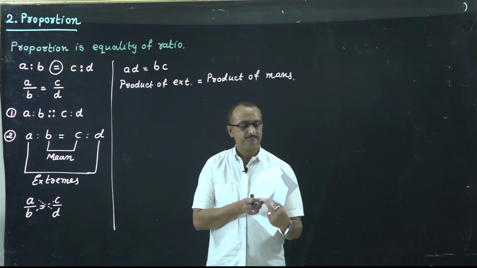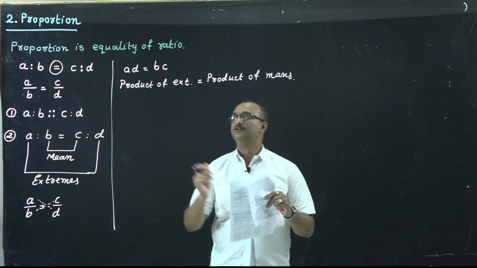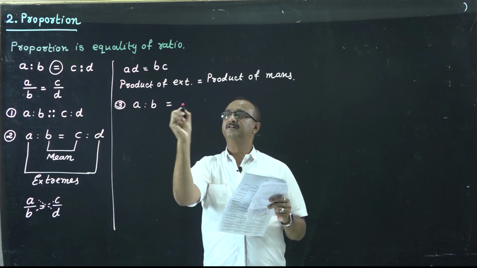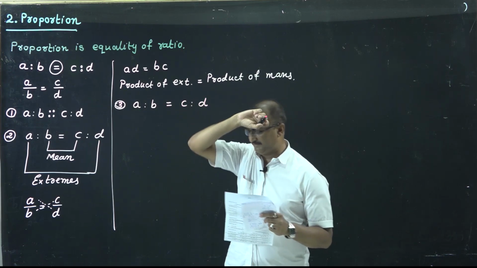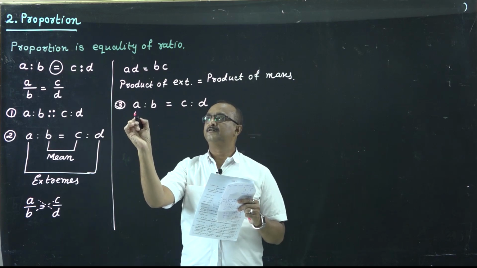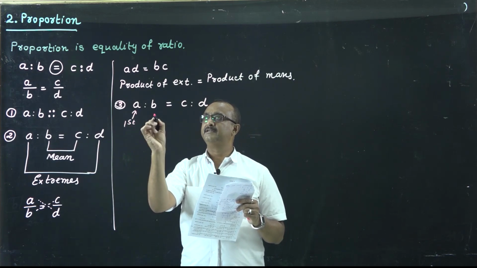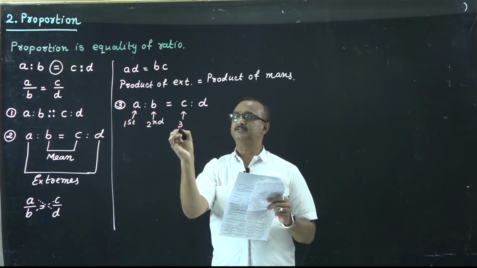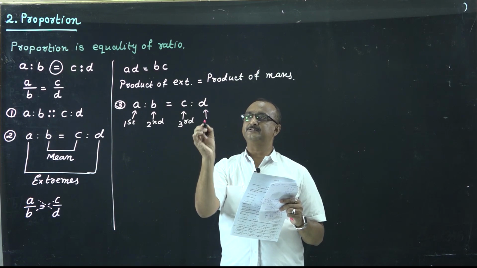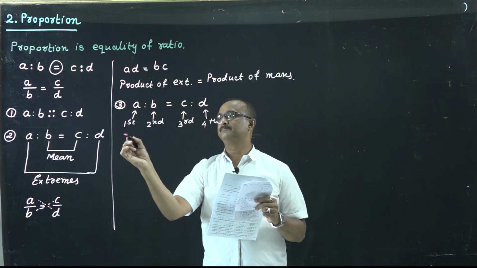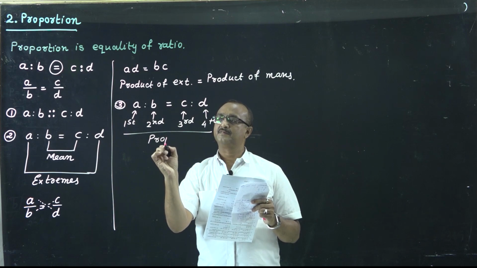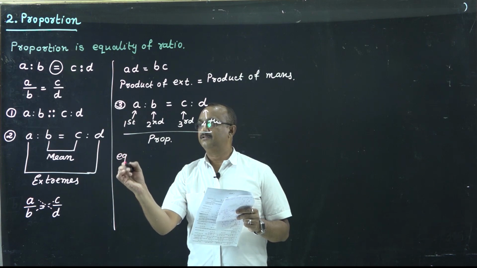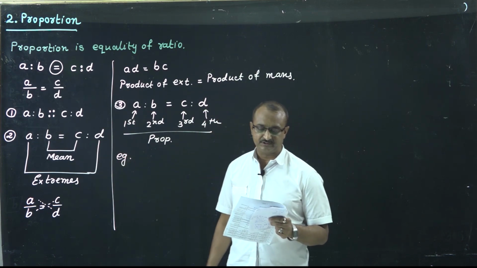Next point is, if A is to B equal to C is to D is given, then A is called first proportion, B is called second proportion, C is called third proportion, and D is called fourth proportion. Okay. Now we are taking one example for these terms of proportional.